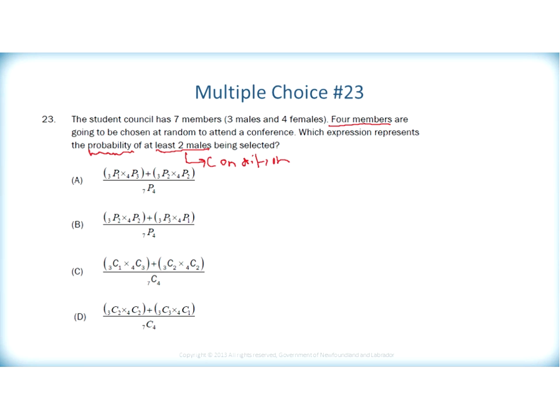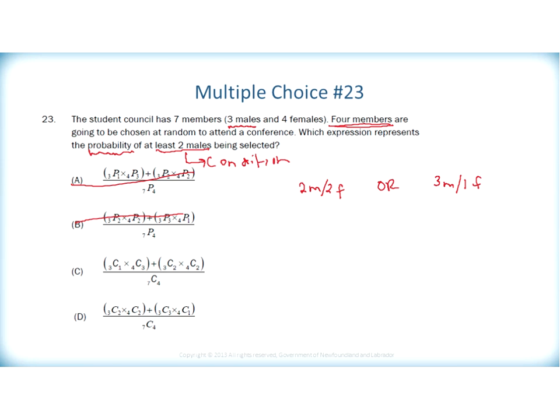With a committee, order does not matter, so the permutation answers will be out. These committees will involve combinations. So we have at least 2 males. There's certain cases for at least 2 males. You could have 2 males and 2 females, or you could have 3 males and 1 female. There are 4 members, so could you have 4 males and 0 females? The answer to that would be no, because there are only 3 males to choose from. These are the only 2 cases we have.